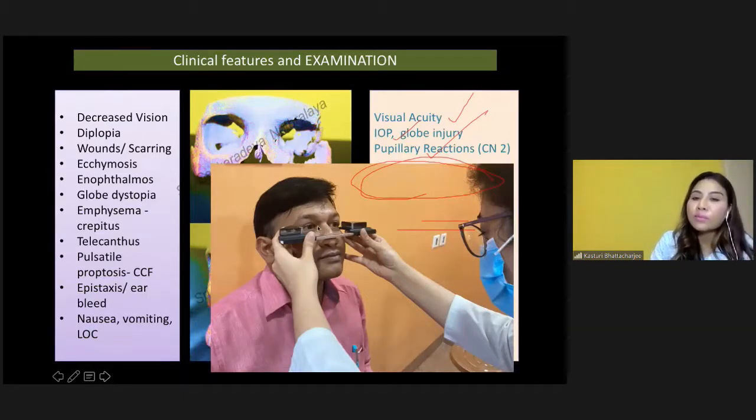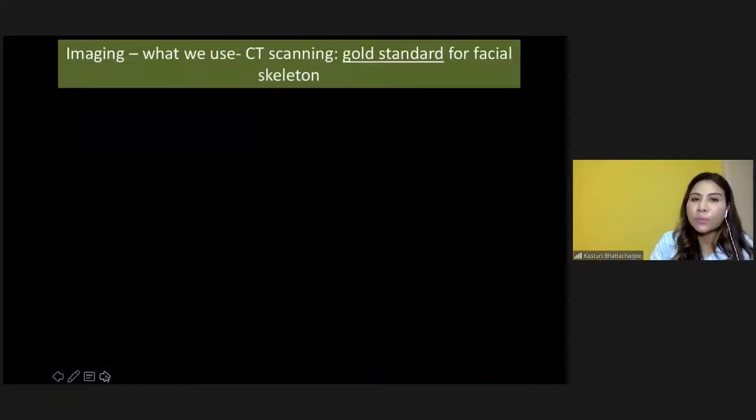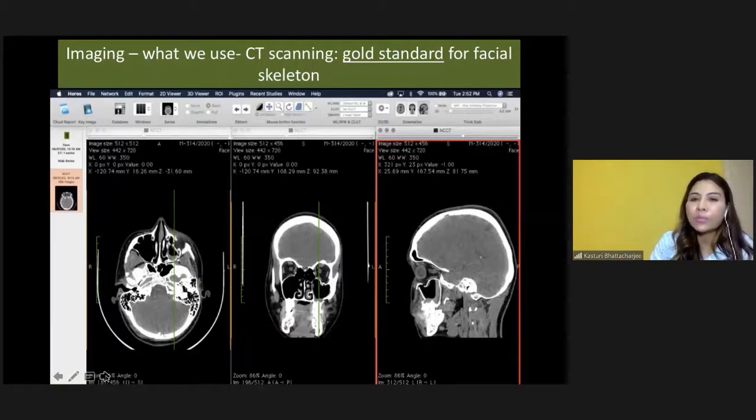So if there is a difference between the two eyes of 2 millimeters, then you need to do an early surgery. So how do we image? We all understand that CT is the gold standard for imaging.